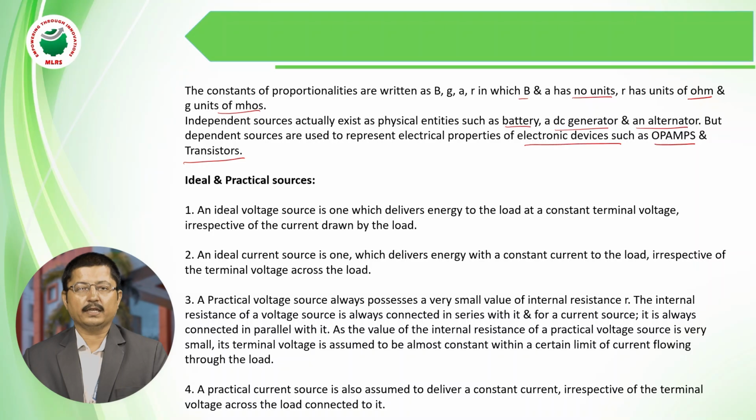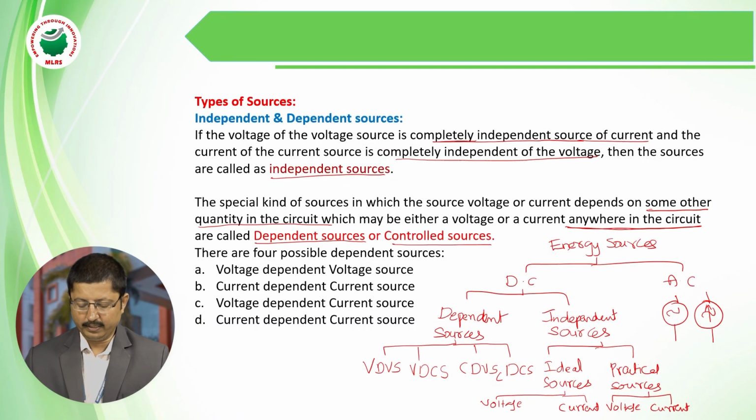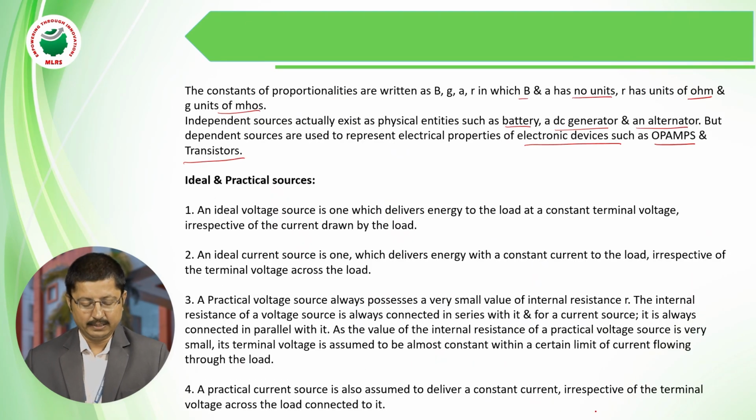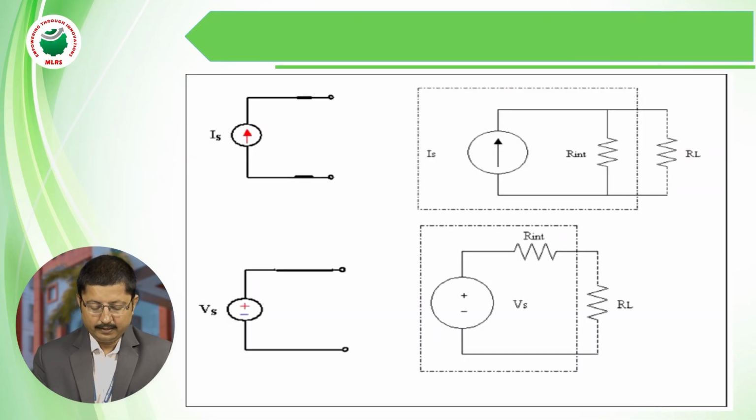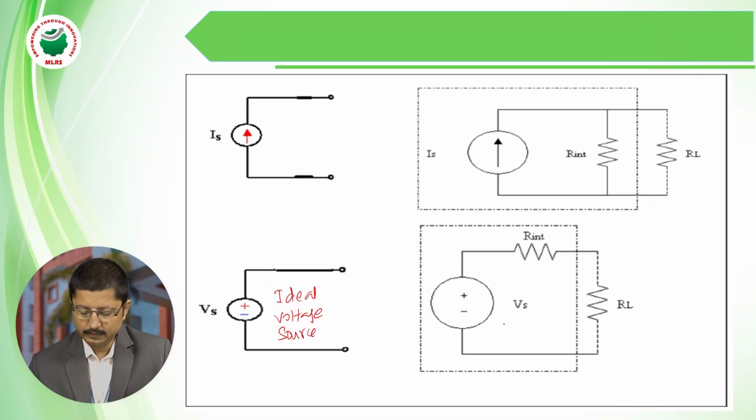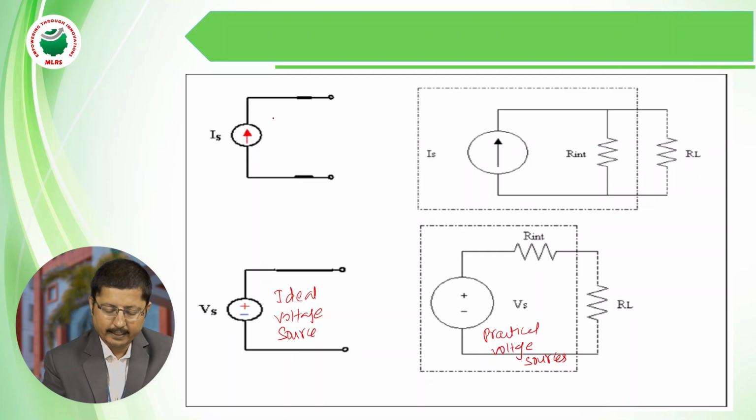Again, independent sources are classified into two types, as we have just seen: ideal sources and practical sources. Now we will discuss the ideal and practical sources. What is meant by an ideal voltage source, and what is meant by an ideal current source? You can see the diagram here. This is the representation of the ideal voltage source. And this is a practical voltage source. And this is the ideal current source.